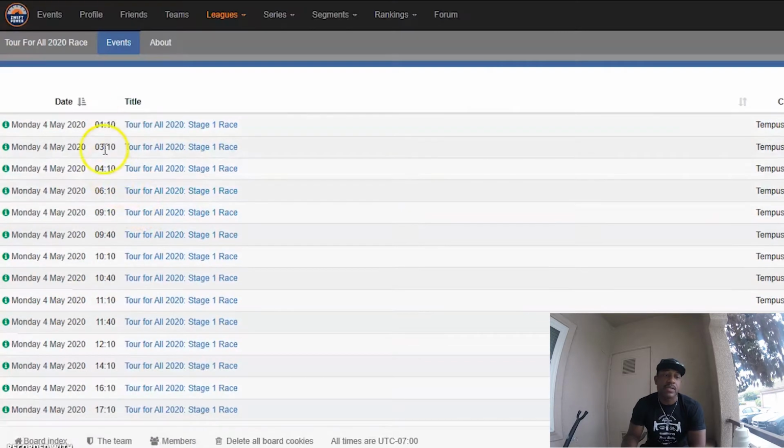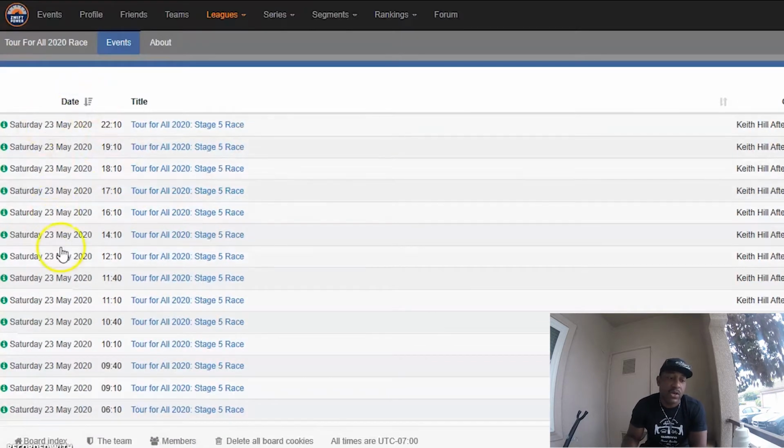But if you click that again, to bring it to more current, the next event going down is going to be on Saturday, the 23rd of May. And that's going to be different things going on all day long. And the way that you register for these, of course, if you have the Zwift Companion app, you can go on the Zwift Companion app, look through the events, and actually register for said events in the Zwift Companion app.